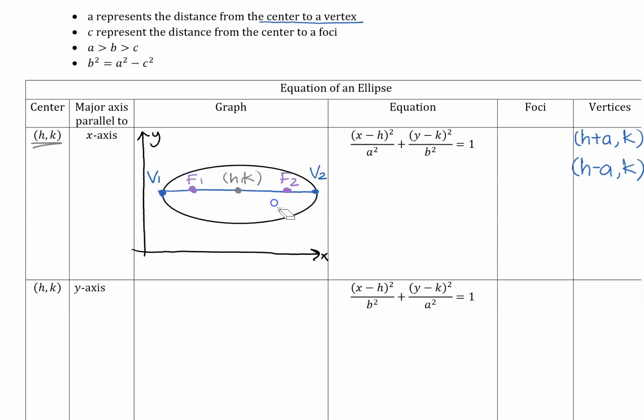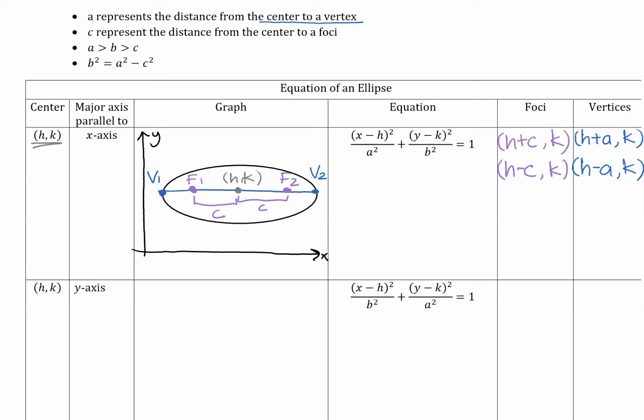The second bullet point here tells us that c represents the distance from the center to a focus. This distance here is represented by c, and so we moved c units to the right from the center. The coordinate for that would be (h + c, k). I am adding c units because we're pushing c units to the right. To find the coordinates of the other focus, I would subtract c units from the x coordinate of the center, moving c units to the left. Those are our two points there.